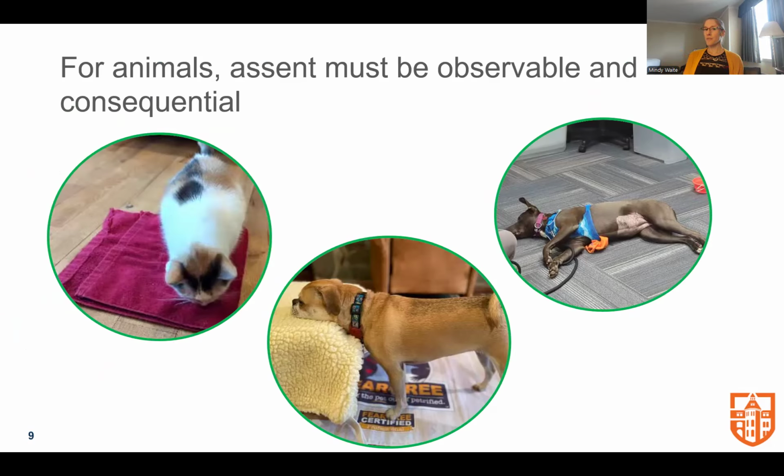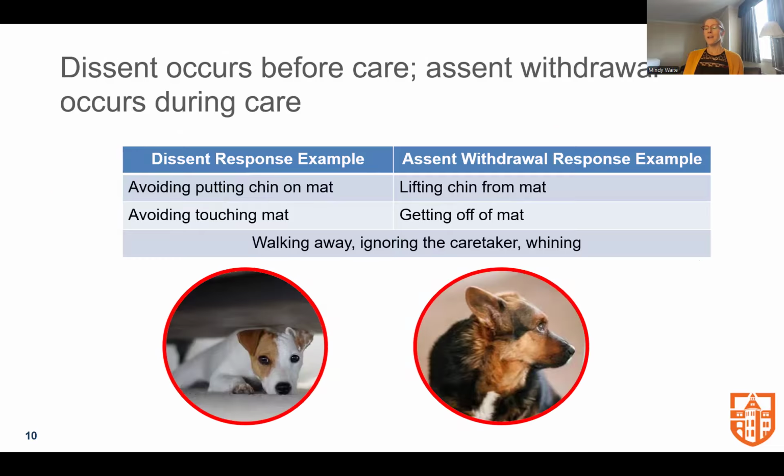And so for animals, all of these responses must be observable and consequential because they can't engage in verbal behavior. And so assent responses for animals might look like the animal standing on a mat or putting their chin on a mat, or like Cleo here, resting in lateral recumbency with her cheek against the ground. And similarly, those dissent and assent withdrawal responses must be observable as well. So dissent responses might look like they avoid putting their chin on that mat. They avoid touching the mat before the procedure has started. And the assent withdrawal responses might be they have put their chin on the mat, but then they lift it, or they get up off the mat after they have already been on it. Or it could be as simple as the animal walking away and ignoring the caretaker.